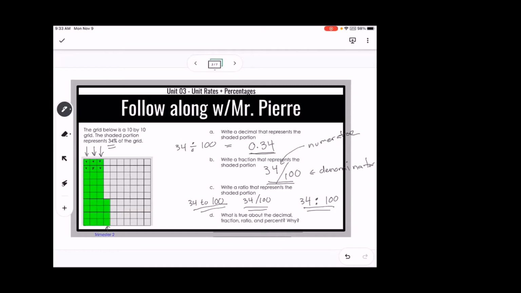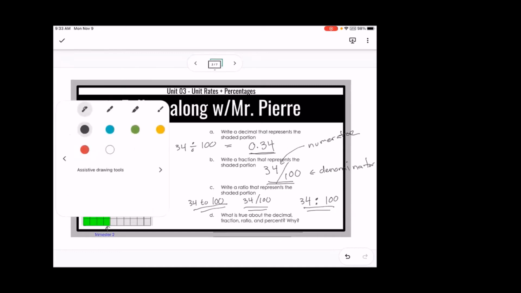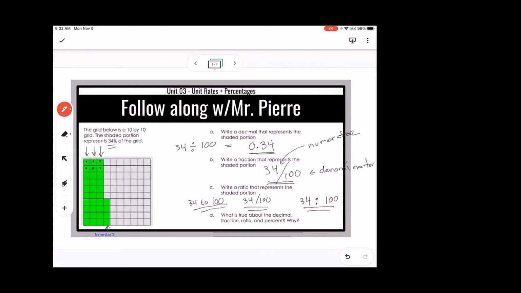And they are all, and here's the key word, let me change the color, they are all equivalent. They all mean the same thing. That 34% just represents 34 out of 100. And we've learned what a ratio is. We know that a ratio just means 34 to 100, where the total is 100 and the 34 is the part.